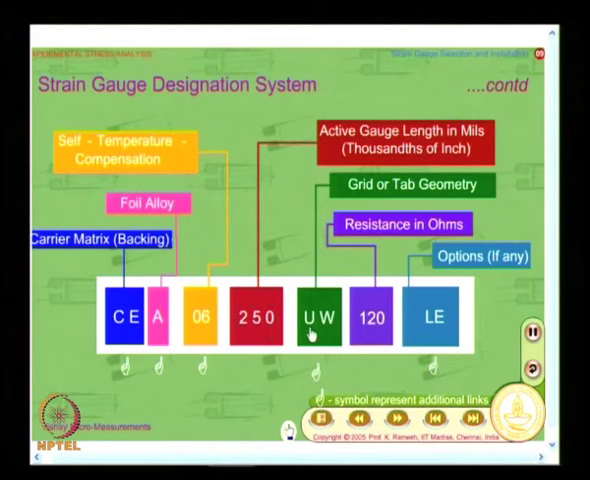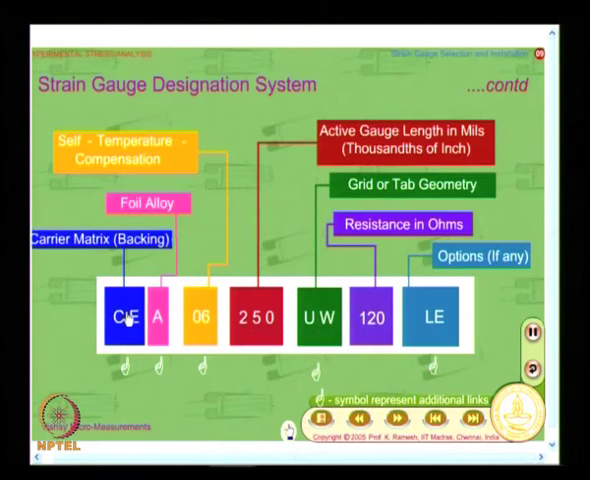And then you have grid or tab geometry. So, this becomes important when you look at a particular installation, you need to have the tabs at a particular orientation. Then you have resistance in ohms. So, when you look at the designation, you will know whether you are talking about 120 ohms or 350 ohms, and finally, you will have options. And we will see some of these parameters.